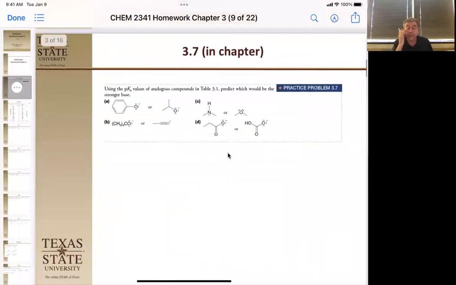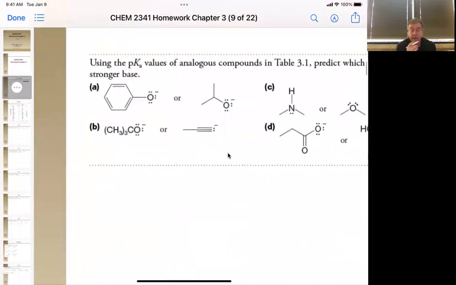So the first one is 3.7 from inside the chapter. Using the pKa values of the analogous compounds from Table 3, predict which is going to be the stronger base in each pair. So let's look at the first one here. Those are both bases, but for pKa's we have to look at it from an acid point of view. So what would the conjugate acid of each of these things be?